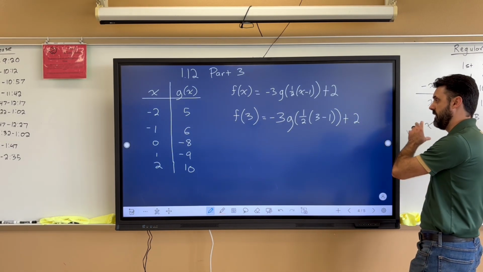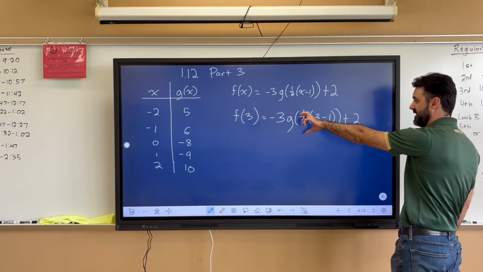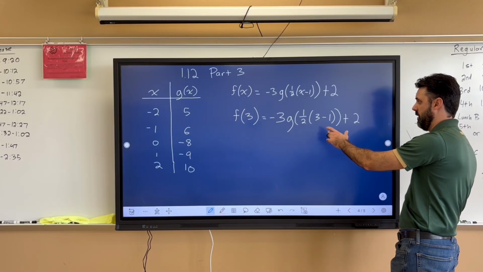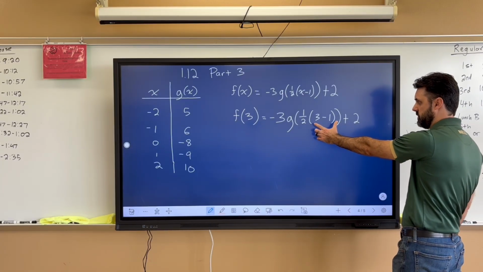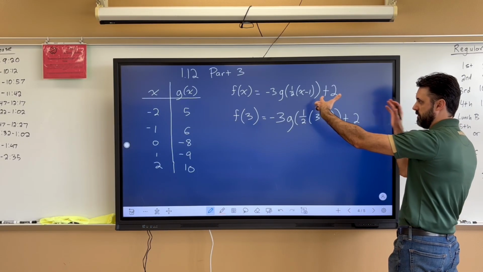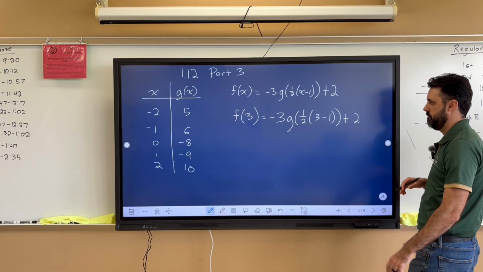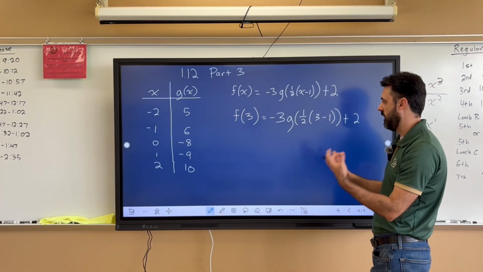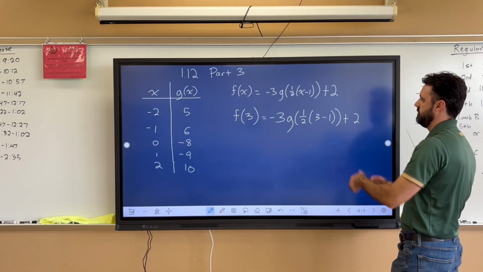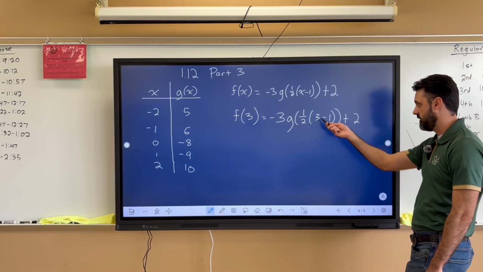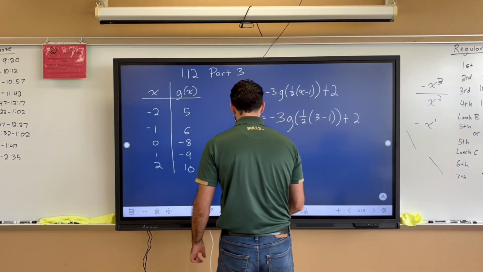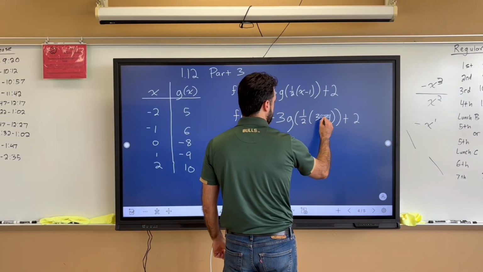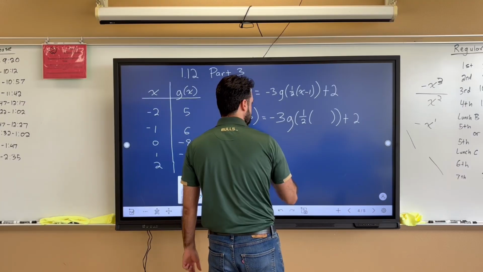Now, to simplify this, because x is gone, I'm just going to start on the innermost parentheses and work my way out from there, like we would if we're simplifying any kind of expression, following order of operations. We're going to start on the innermost part. So I'm going to subtract the 1 from the 3. So 3 minus 1 gives us 2, so I'm going to replace that with a 2.